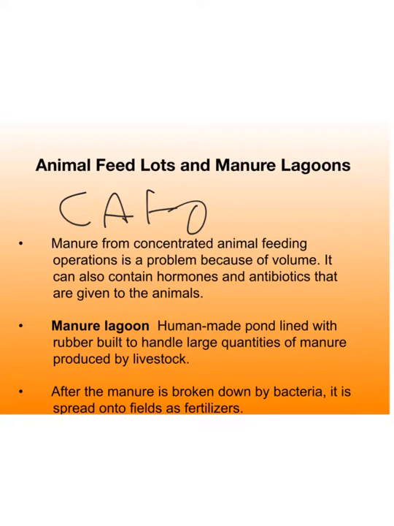All right, so what is it? Manure from concentrated animal feeding operations is a problem because of the volume, right? It can also contain hormones and antibiotics that are given to animals, right? And if you remember anything we studied about hormones, it's that small doses are actually more detrimental than large doses. Interesting, right? So what is a manure lagoon? A human-made pond lined with rubber, built to handle large quantities of manure produced by livestock. After it's broken down by bacteria, it is spread onto the field as fertilizer.